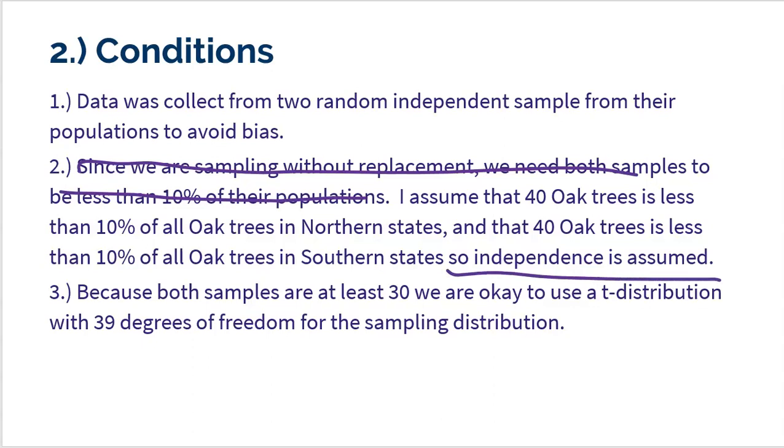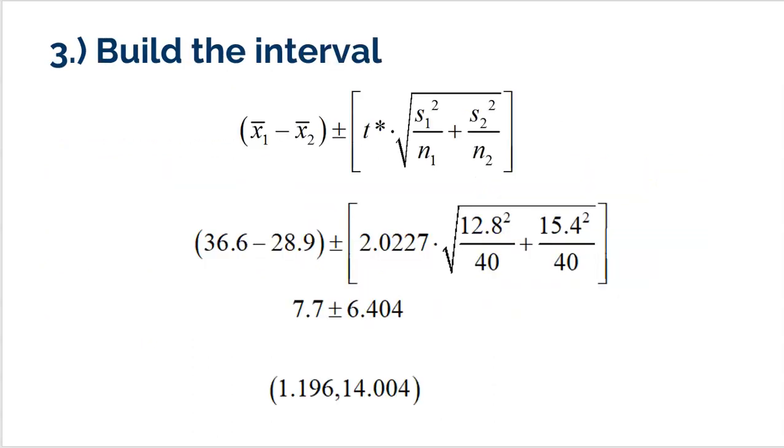And then finally, both samples are 30 or more, so that we can use a t-distribution with 39 degrees of freedom. Now, both samples were equal, 40 and 40, so each had 39 degrees of freedom, so it's technically a tie, so we're going to use 39 degrees of freedom. All right, now we just got to build the interval, and this is like the easy part. And the more and more you go through this, you're like, wow, this is so easy.